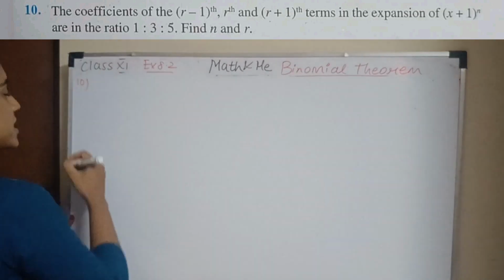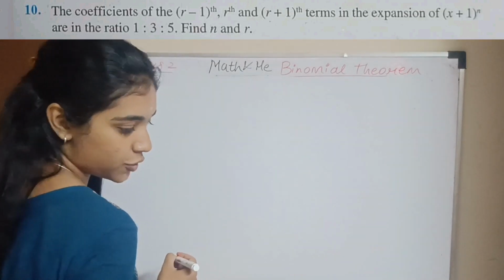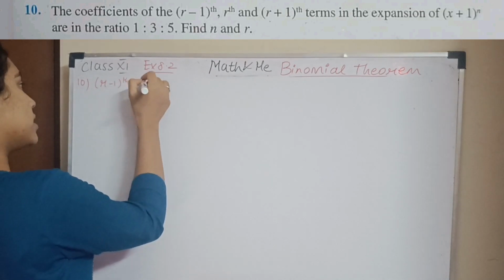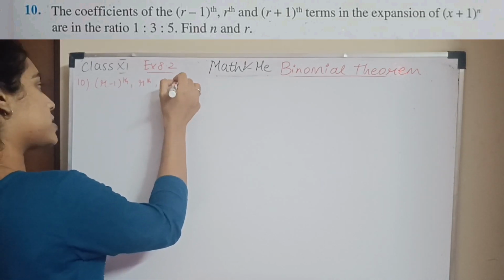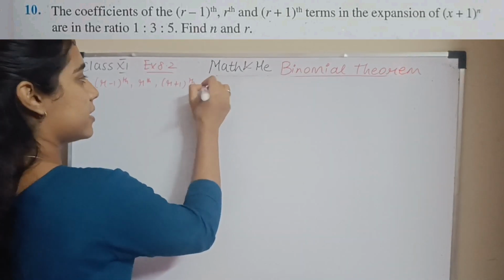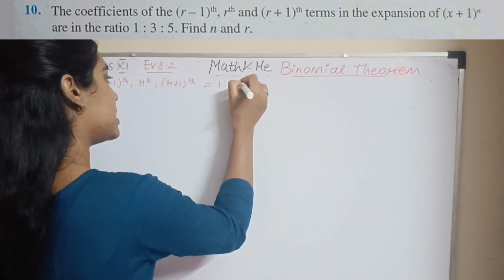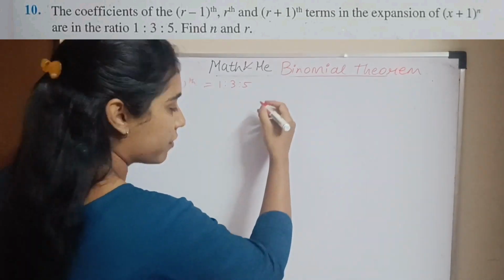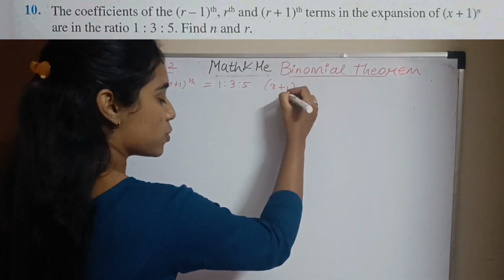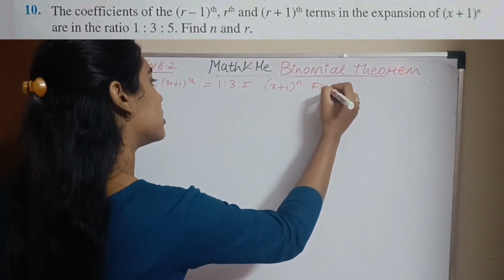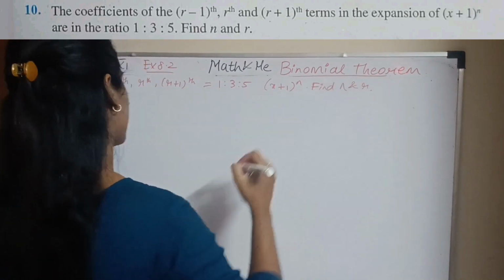Question number 10. It is very similar to the example question. The coefficients of the r minus 1th, rth and r plus 1th terms are in the ratio 1:3:5 in the expansion of (x plus 1) to the power n. Find n and r.